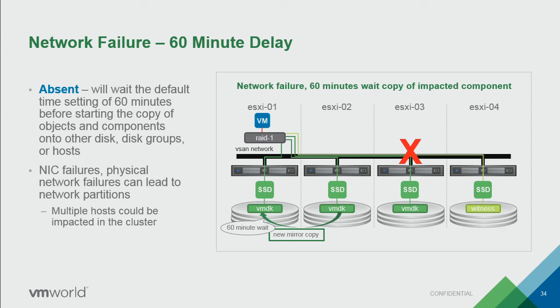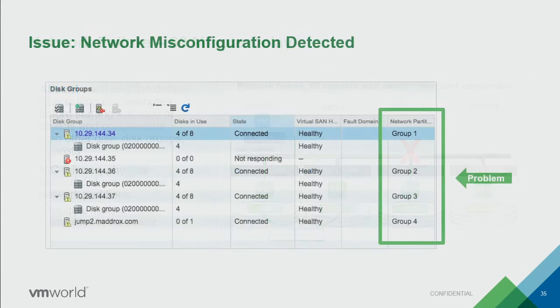This is changeable. There's an ESX command, and you can change this to a lower value, but the thought process is you don't want to preempt everything and then have something come back up after you've moved all your data back and forth unnecessarily. So this is 60 minutes by default. What you see typically when you have a network misconfig is partitions.